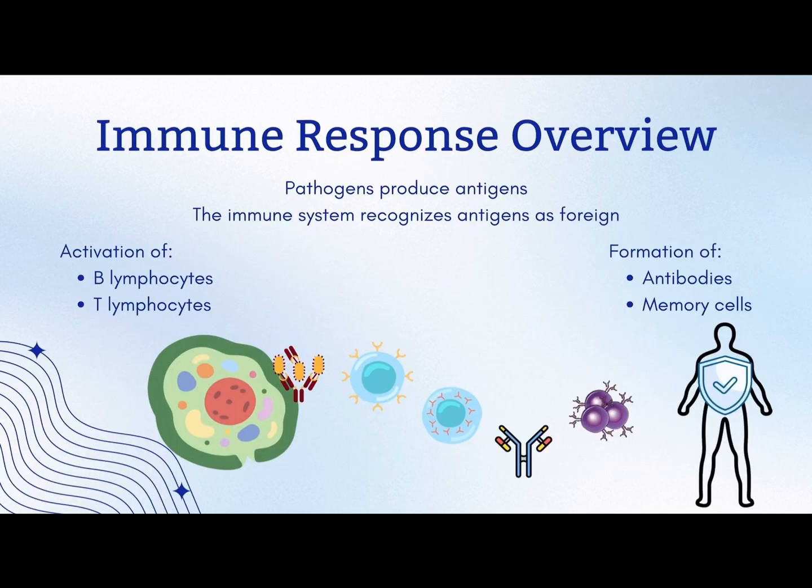Immune response overview. When a pathogen enters the body, it produces proteins called antigens, which are recognized as foreign by the immune system. In genetically engineered vaccines, these antigens are produced inside human cells. The antigen is first recognized by T lymphocytes, particularly helper T cells, which coordinate the immune response. These T cells then activate B lymphocytes, which produce specific antibodies that bind to the antigen. At the same time, memory B cells and memory T cells are formed, allowing a faster and stronger immune response upon further exposure to the same pathogen and making the body stronger.